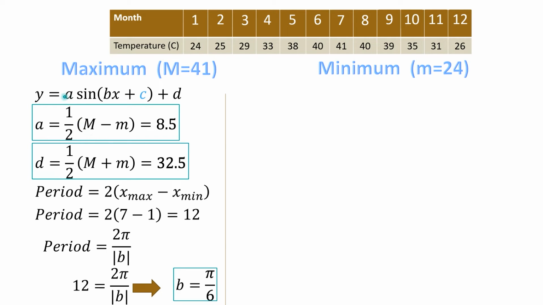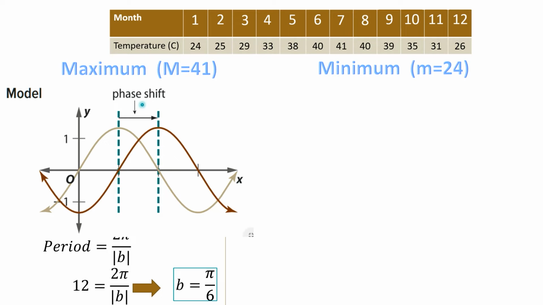So now we found a, b, and d. We are left with c and c only. This is the most difficult part, but it still can be found easily with more practice. So you need to practice more on finding the value of c.